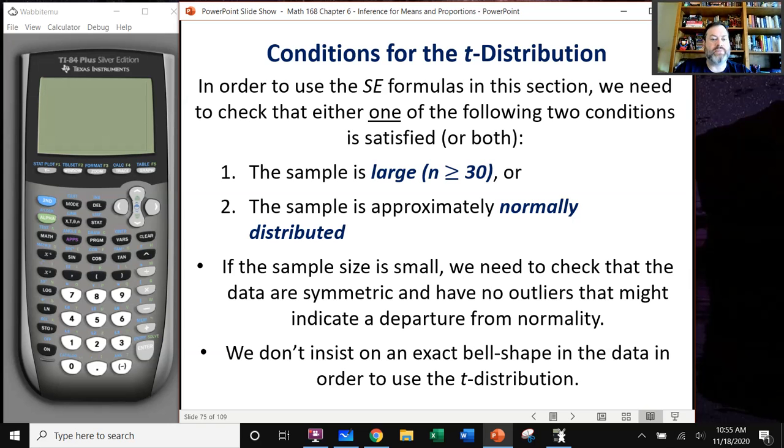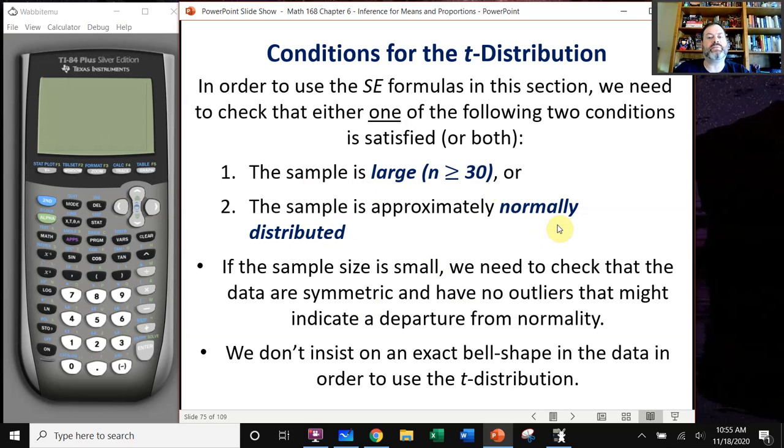And if our sample is small, we need to check that the data are symmetric and have no outliers that might indicate a departure from normality. So again, if the sample is large, it doesn't matter what it looks like. If the sample is small, we need to check this.